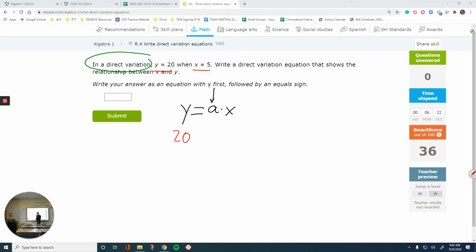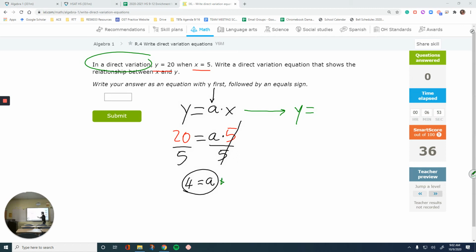Y is 20, a is unknown, and x is 5. To get the a by itself, divide everything by 5, because I want to get rid of this 5 so that I can get the a by itself. So a would be equal to 4. Now in my general form, which is y equals a times x, I can rewrite it as y equals, instead of a, 4 times x. So all y values are going to be 4 times whatever the x equals. This would be our answer, the direct variation equation.